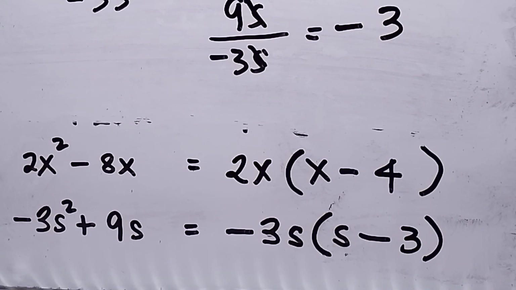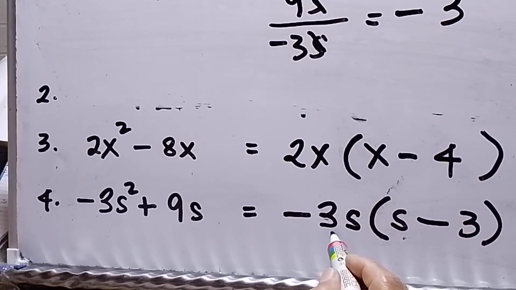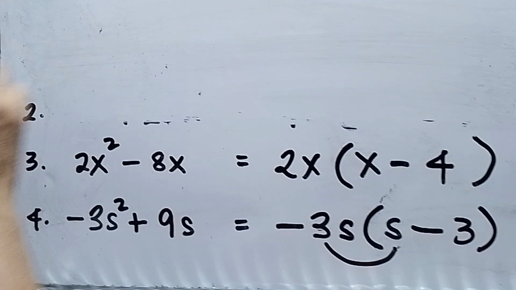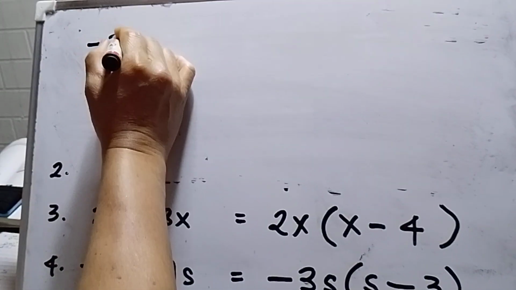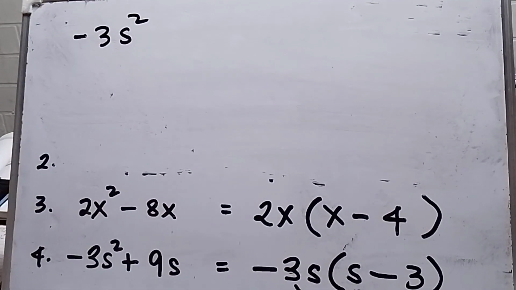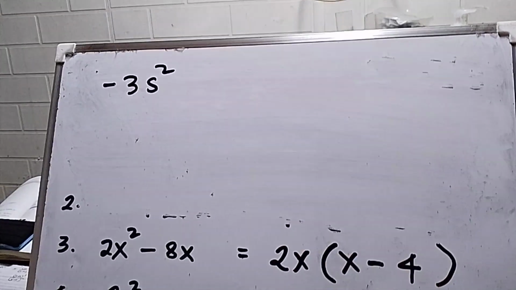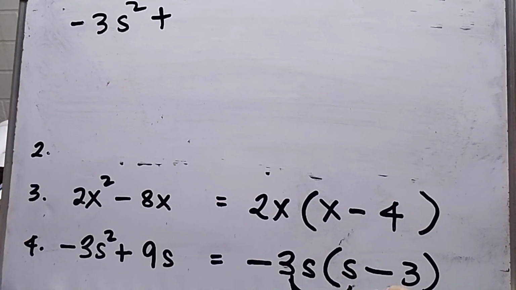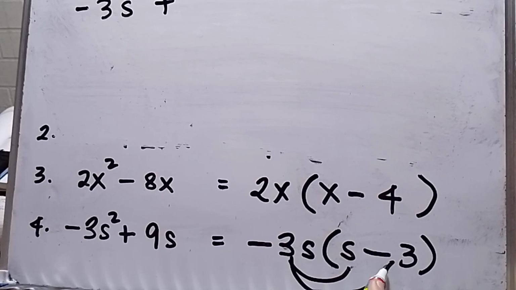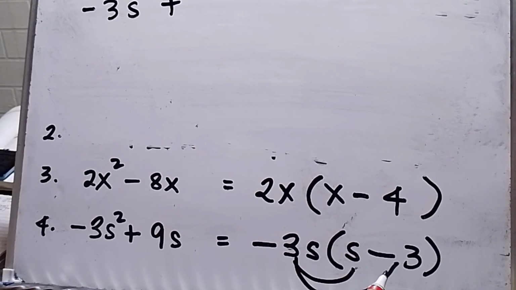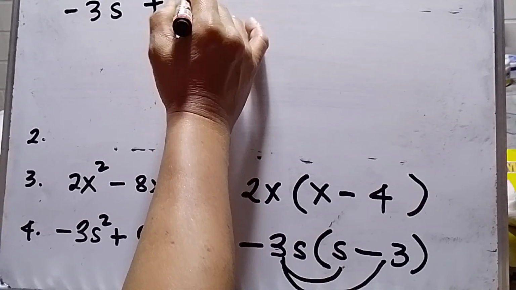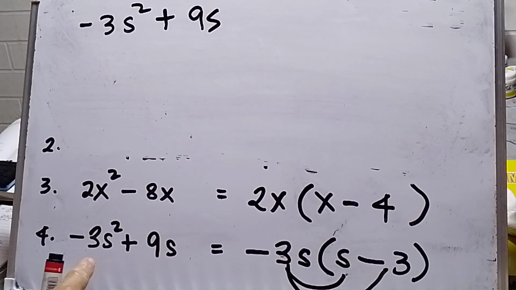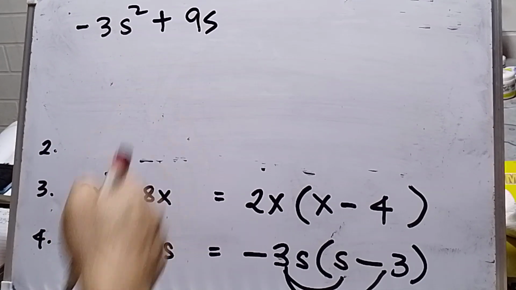So let's check if this is correct. Multiply this one. That is negative 3s squared. And then negative, negative, that will be positive. Okay, negative, negative, the positive. So 3 times 3, that is 9. And then we have s in here. So we come up with the given. Negative 3s squared plus 9s.